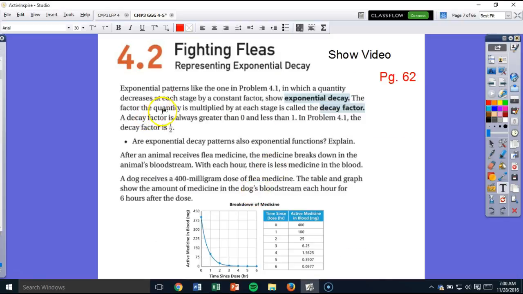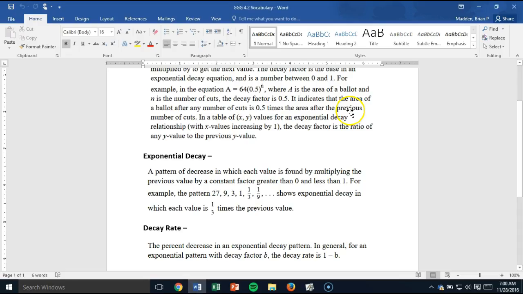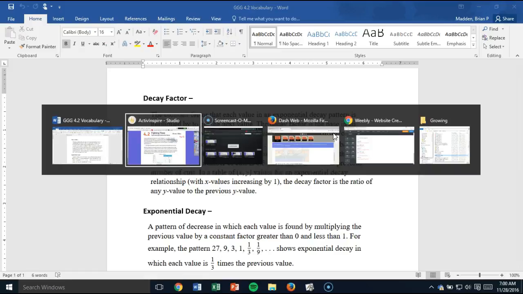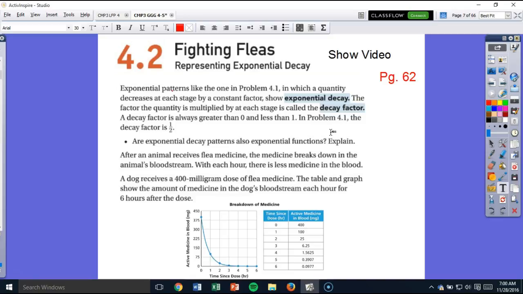The factor the quantity is multiplied by at each stage is called the decay factor. We had our growth factor, now we have our decay factor, and that's defined up here as the constant factor that each value in an exponential decay pattern is multiplied by to get the next value. The decay factor is the base in an exponential decay equation and is a number between 0 and 1. Again, you can pause the video to read the rest of that vocabulary. So now we know a decay factor is always greater than 0 and less than 1.